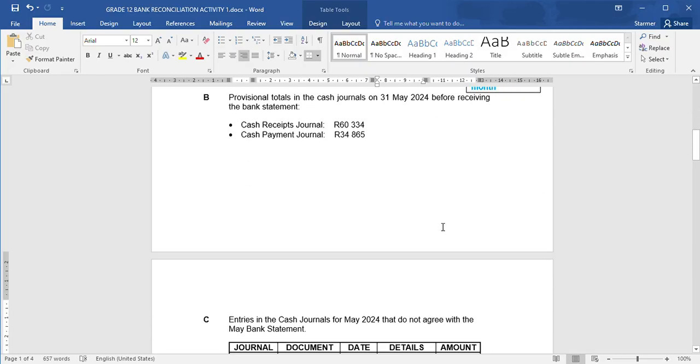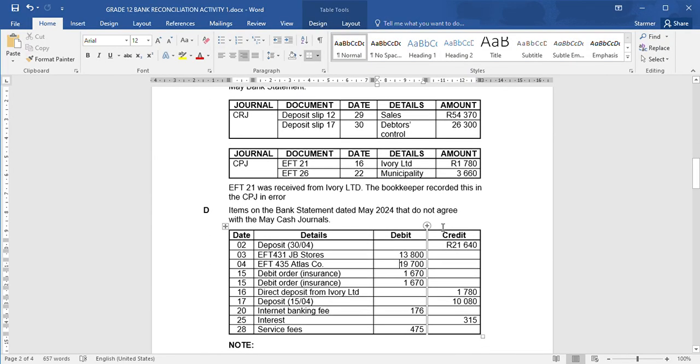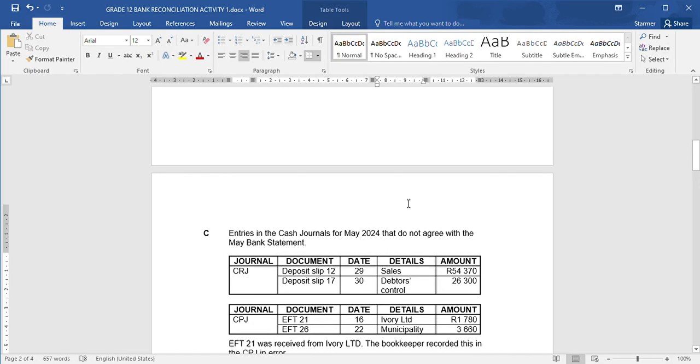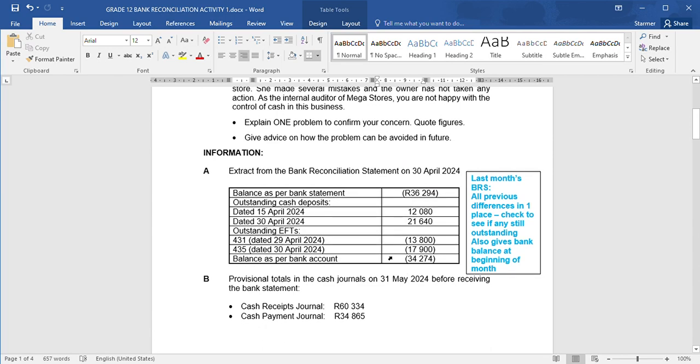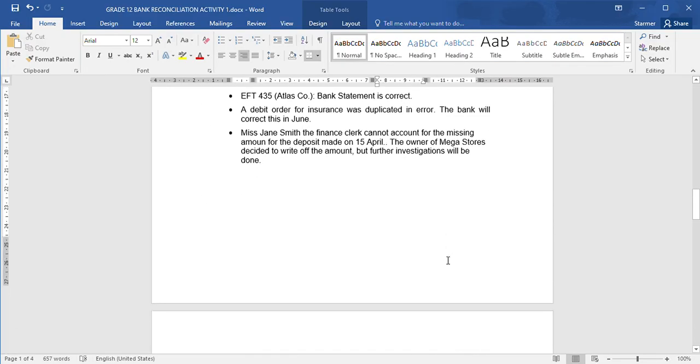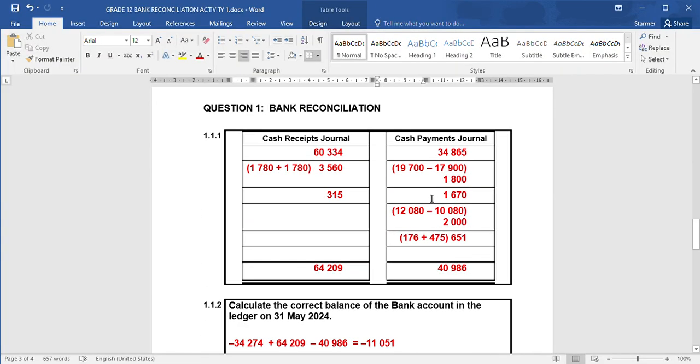And then the next EFT, they tell you that the EFT was 19,700 and the bank statement is correct. So that is the correct amount, the 19,700. If you look back up here, we recorded that same EFT as 17,900. In other words, we did not record enough in our CPJ. So into your CPJ, to correct the error, you're going to record the difference between those two amounts, 1,800.